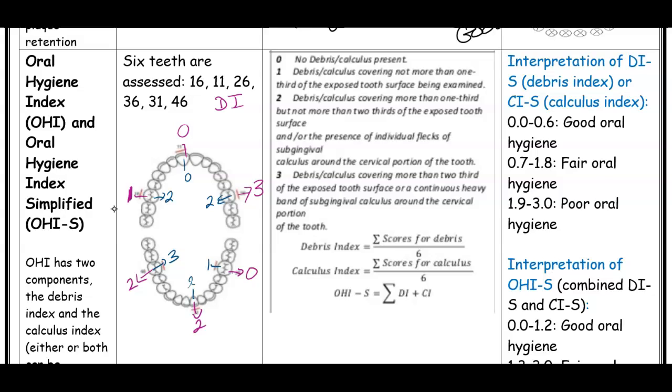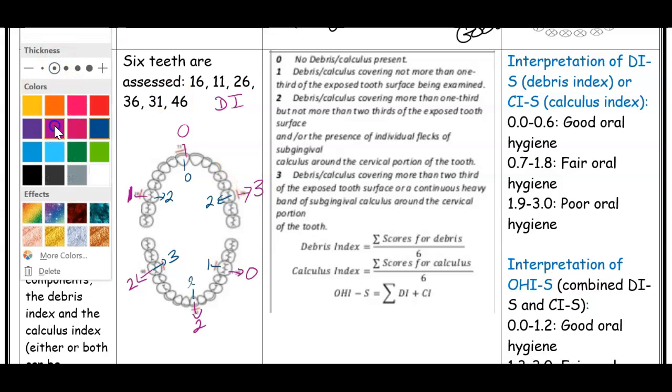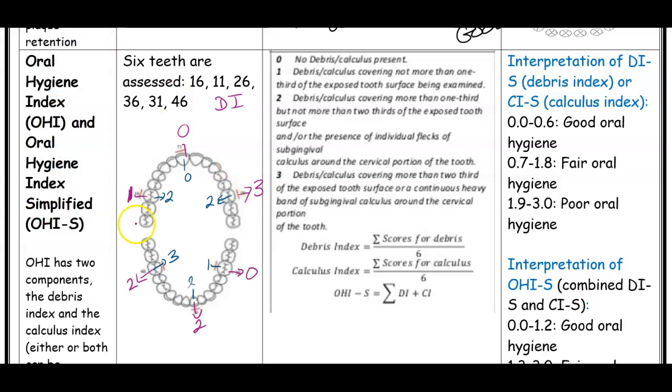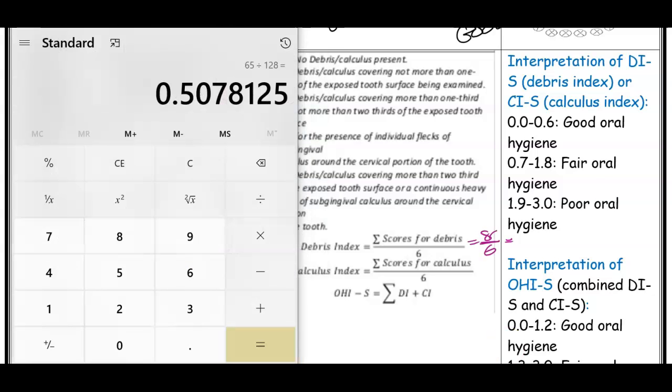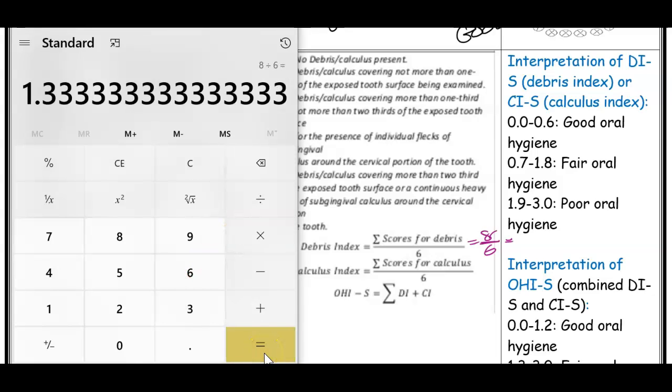Now what do we do? Well, for the debris index, you add up all the scores and you divide by 6. So for the debris index, we have 1 plus 0 plus 3, that's 4, 5, 6, 7, 8. So we got 8, and then you divide it by 6. I'll just show you in the calculator. You take 8 and divide it by 6, and you get 1.3.